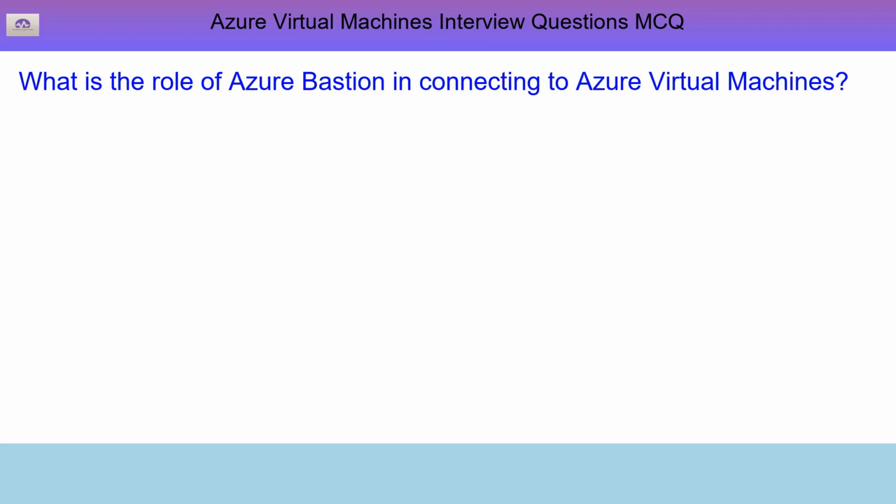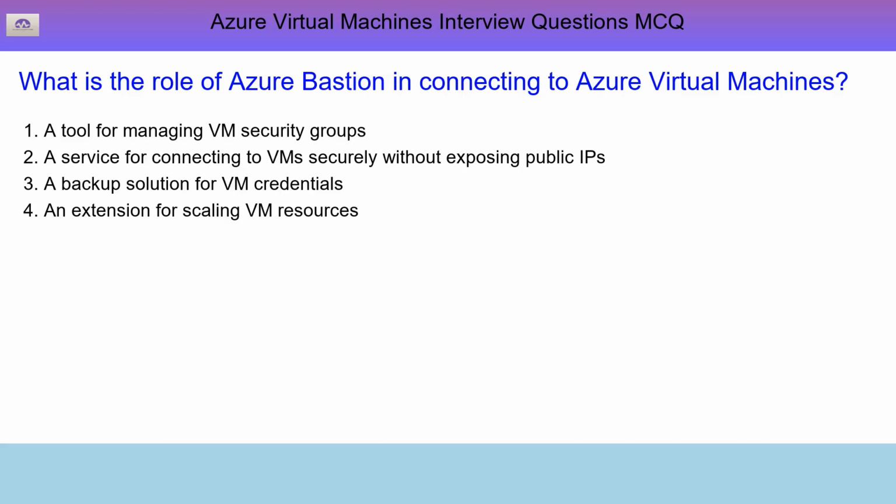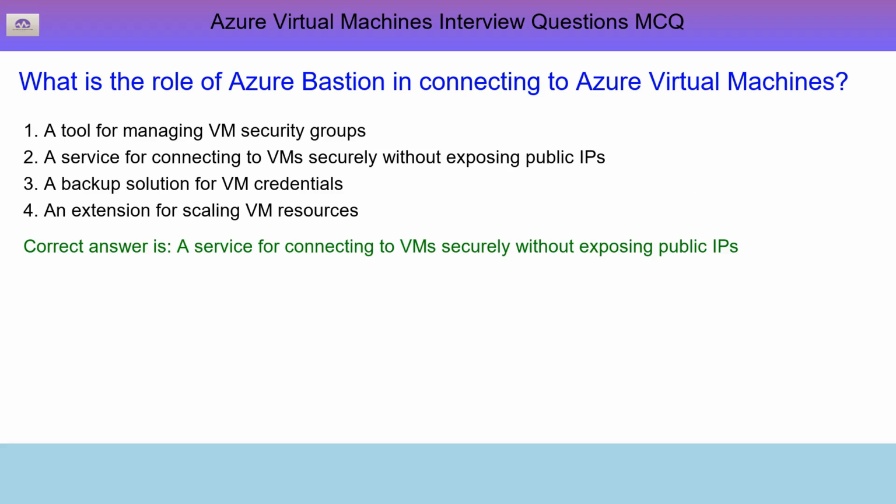What is the role of Azure Bastion in connecting to Azure Virtual Machines? Here are your options. 1. A tool for managing VM security groups. 2. A service for connecting to VMs securely without exposing public IPs. 3. A backup solution for VM credentials. 4. An extension for scaling VM resources. The correct answer is a service for connecting to VMs securely without exposing public IPs.